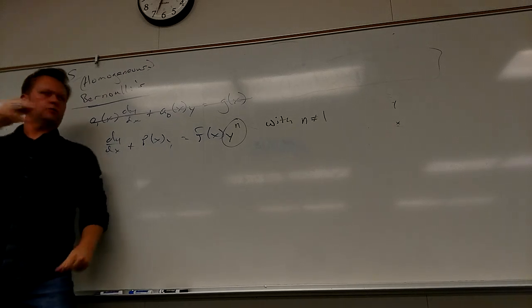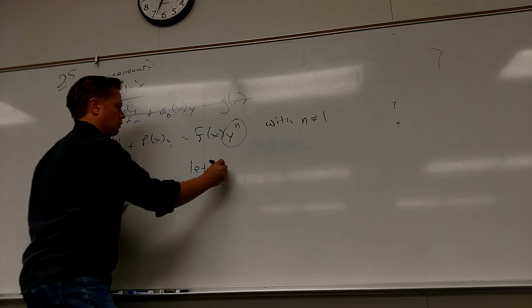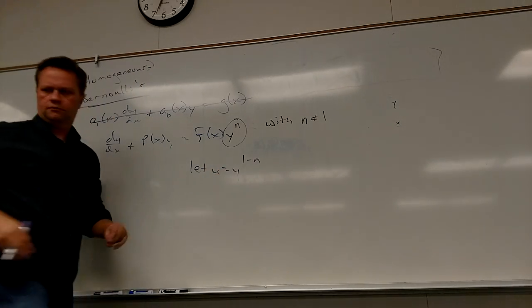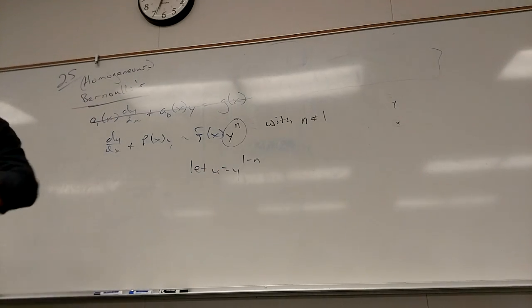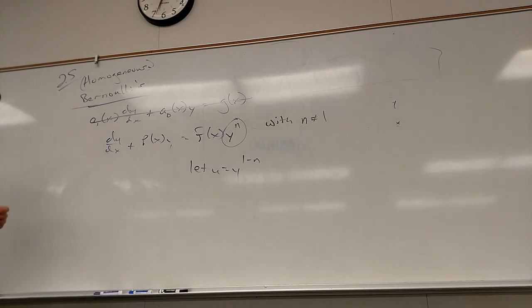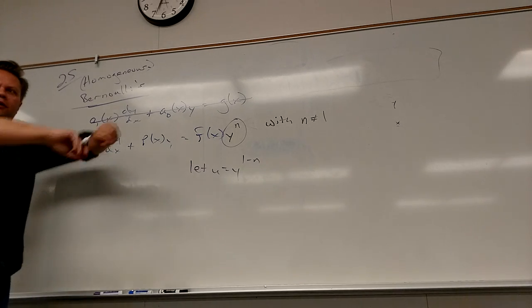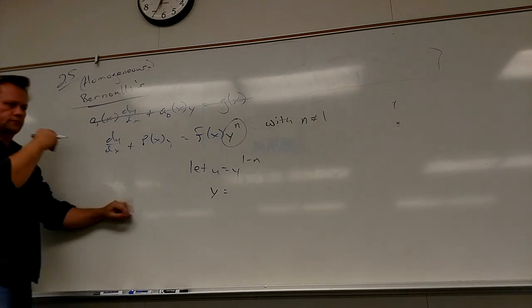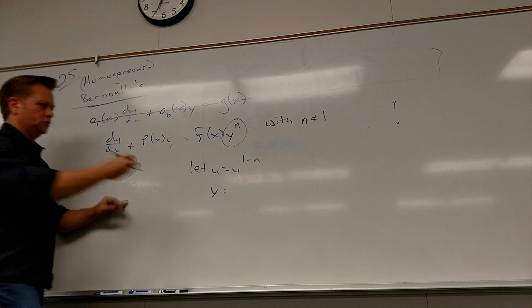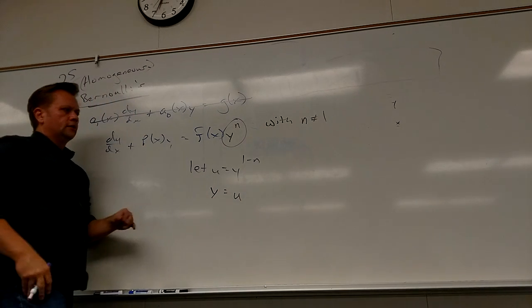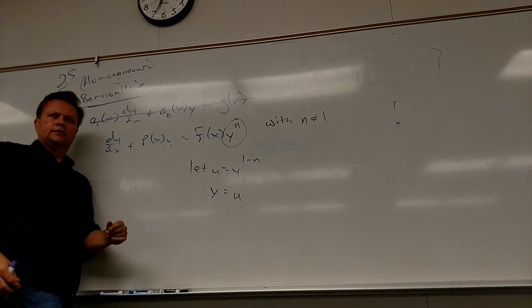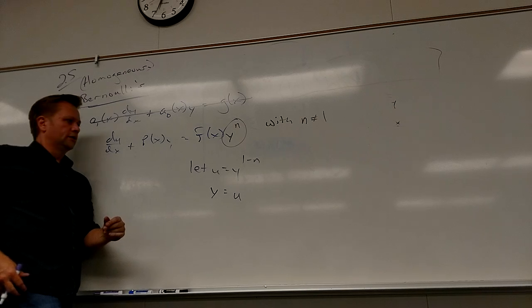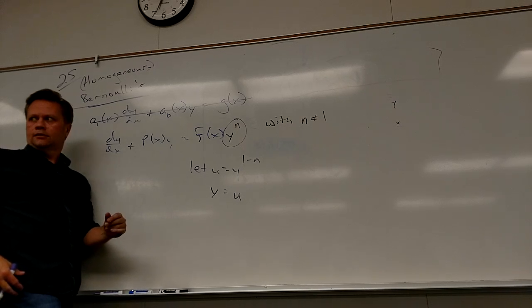So what you do is you let u equal y to the 1 minus n. Let me see if memory serves me. And then what I normally do is, help me out here. If u is y to the 1 minus n, y is u to the 1 over 1 minus n. Plus 1, right?